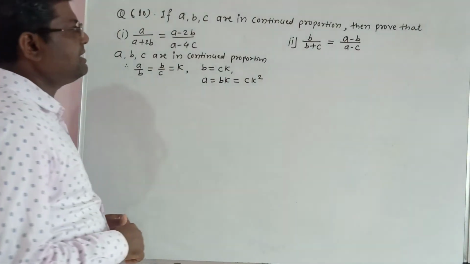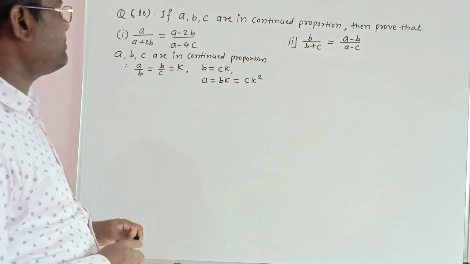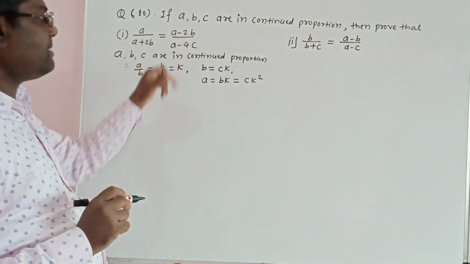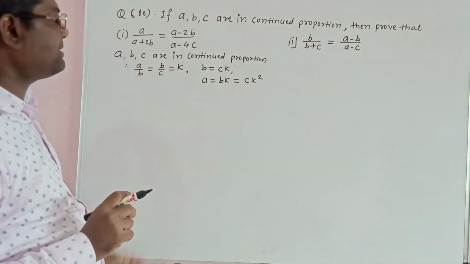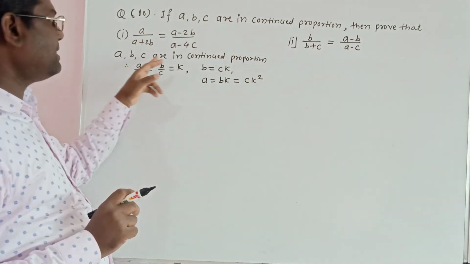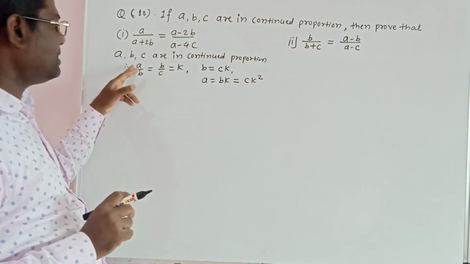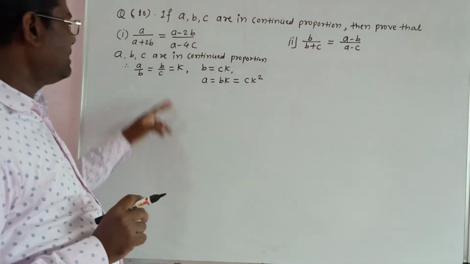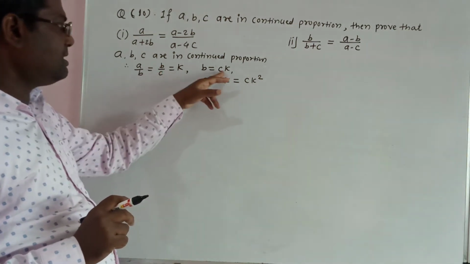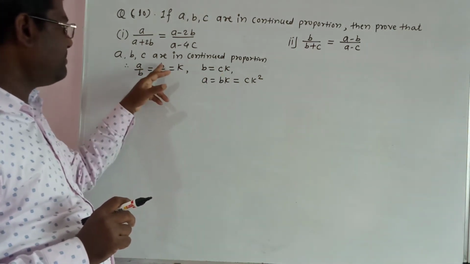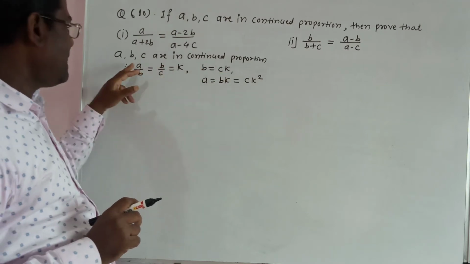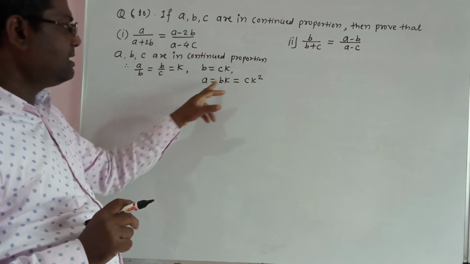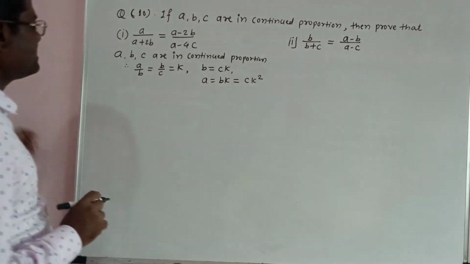If A, B, C are in continued proportion, then prove that A/(A + 2B) = (A − 2B)/(A − 4C). If A, B, C are in continued proportion, then we know that A/B = B/C = k. Then B = Ck, and A = Bk. If we put B = Ck, then A = Ck².